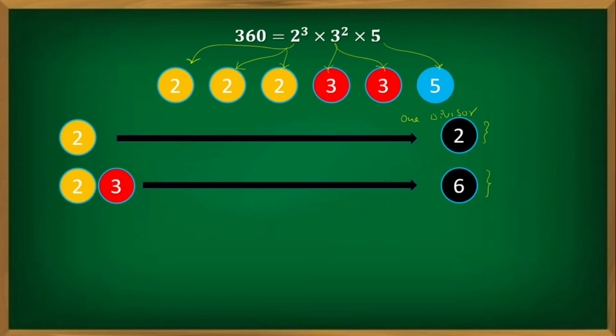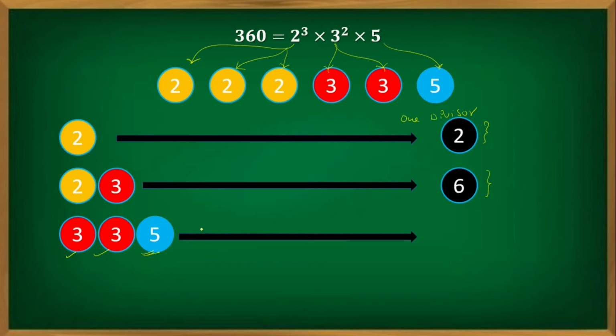What is the meaning of combination? Nothing but selections. So total number of selections. For example, let's say one more combination here. I selected two red balls and one blue ball. So this gives us one more divisor. You know what that divisor is? Can you guess? 3 into 3 is 9, 9 into 5 is 45. So 45 is one more divisor. So you can understand from this that whenever you have a combination, you have a divisor.